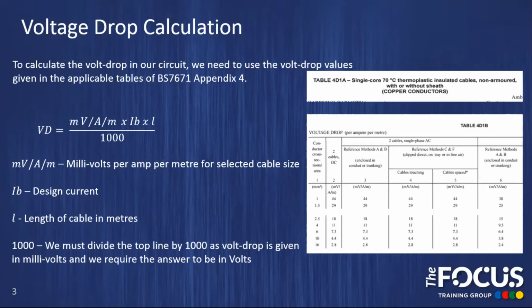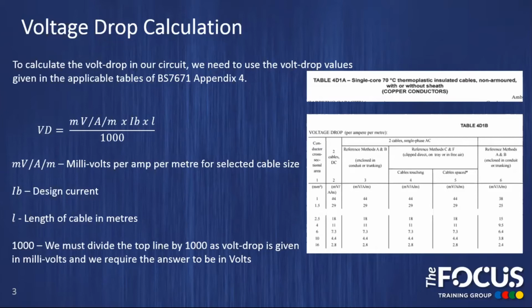The formula we need for our voltage drop calculation is shown on the left, and this is VD, or voltage drop, will be equal to our millivolts per amp per meter value taken from the appropriate table, times by IB, which is our design current, times by our length, which will be the measurement of our circuit in meters.